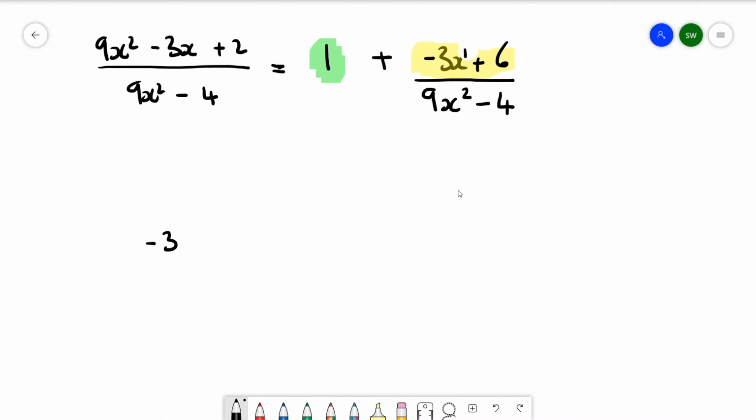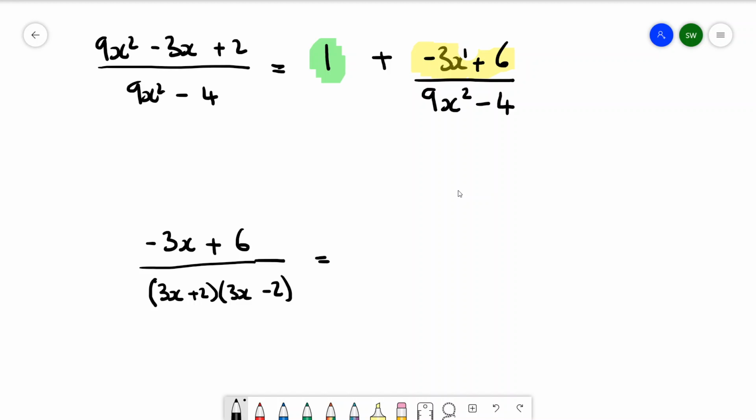So we're kind of treating this like a separate part of the question now, and we're just going to do partial fractions on this fraction here. And in order to do partial fractions, we need to factorise the denominator. So we're going to have 9x squared minus 4, this is a difference of two squares, so we know that we can factorise it as (3x plus 2)(3x minus 2).